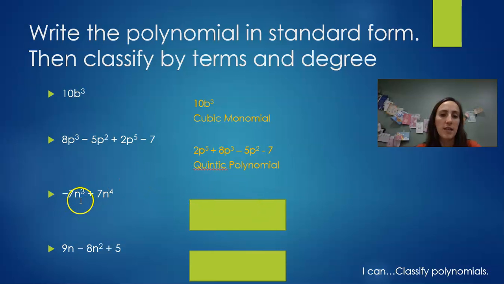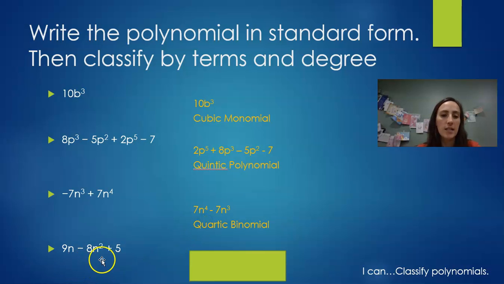Next one, negative 7n cubed plus 7n to the 4th. It has 2 terms. It would be a binomial. The highest degree is a 4, so it is a quartic binomial. Standard form, this would have to be written first, so it would be 7n to the 4th minus 7n cubed.